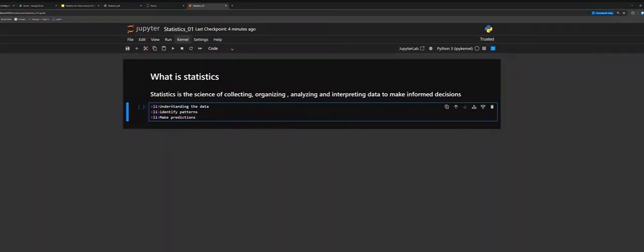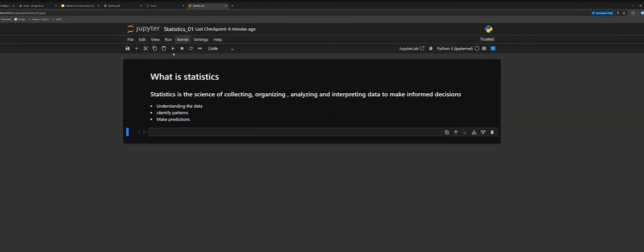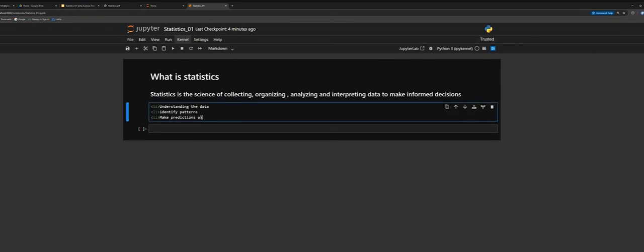So we use this type of collection, or I can say statistics, in our day-to-day life. These are some of the points that I think of: understanding the data, identifying patterns, and making predictions and decisions. For that you can use probability and hypothesis testing.